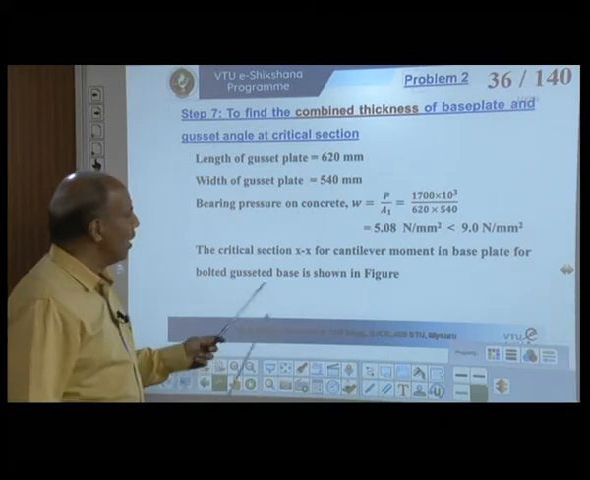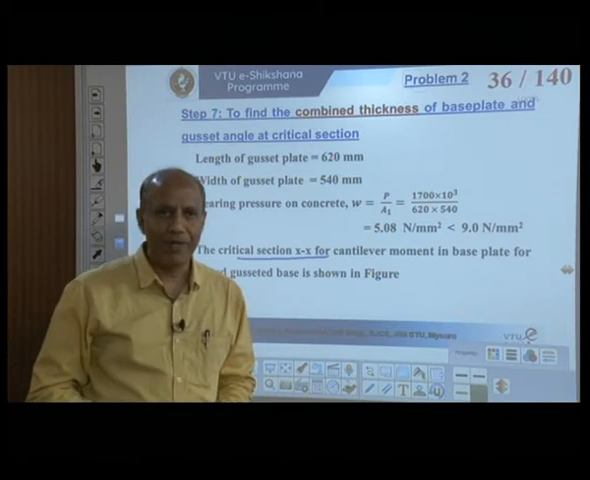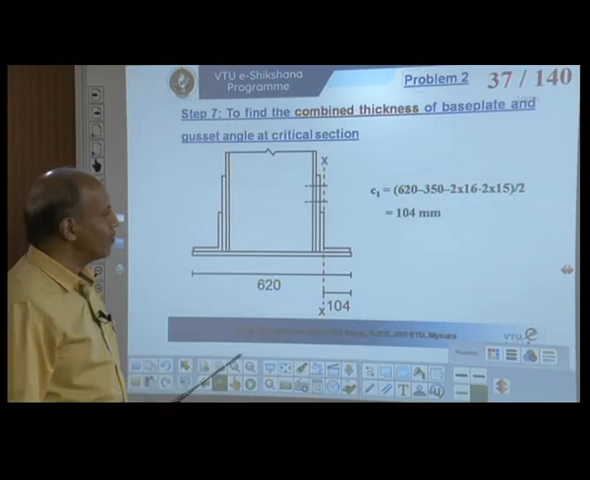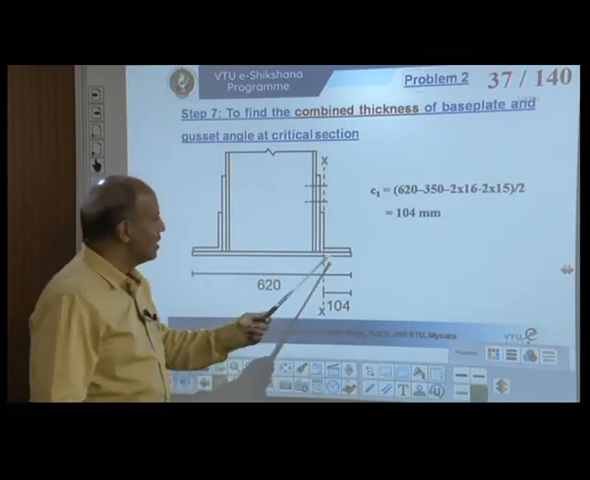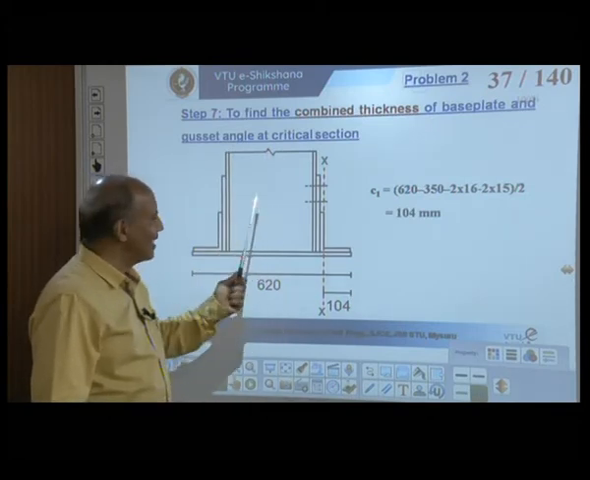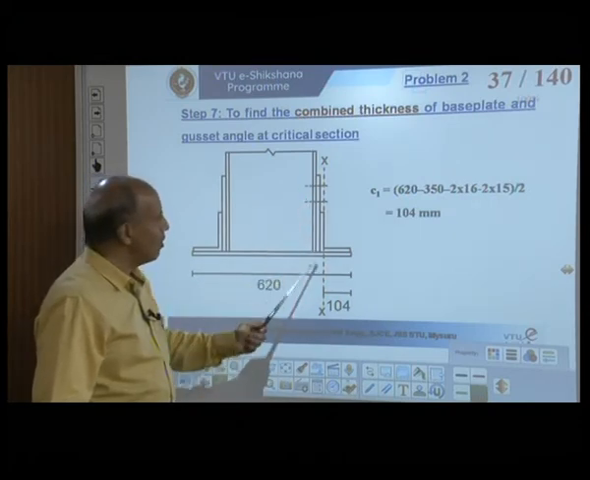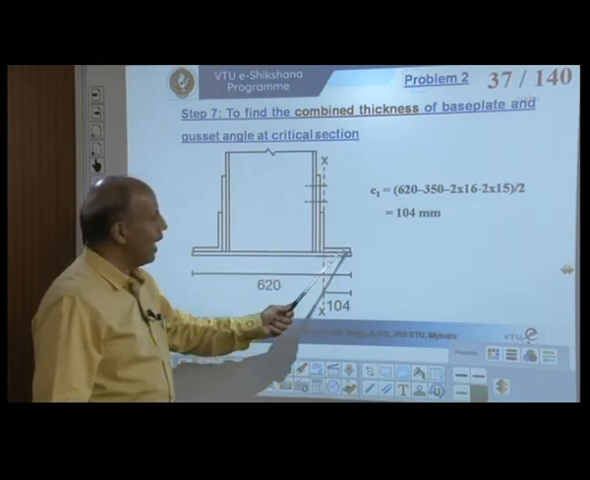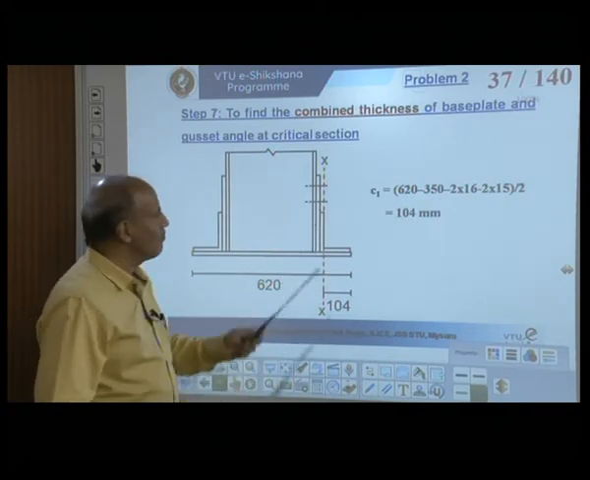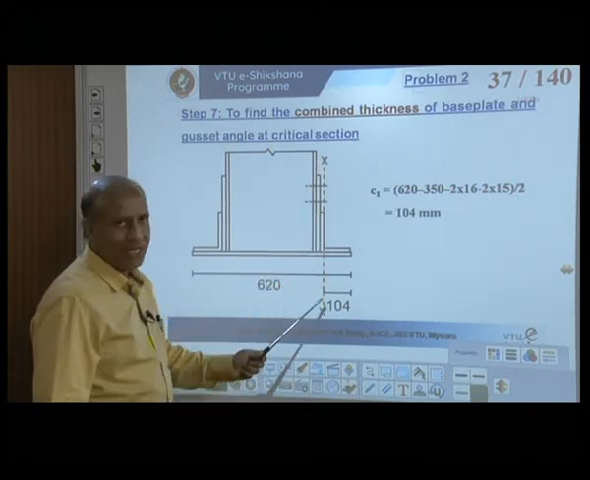Now, having done this, the next thing is you should understand what is the critical section at which we have to calculate the bending moment in the base. Now, look at this. This is the elevation that we are trying to talk about in this particular case. This is the slab base that we have here, this is the column section that you are trying to see over here, the side elevation. That is a gusset plate, 190 millimeters wide, 290 mm tall in height, and that is the angle section that we are trying to have here. Now, the critical section that we are trying to talk about is right at the front face of the angle section.